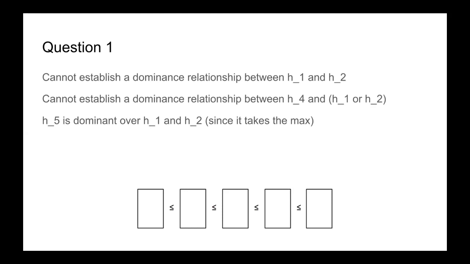And then finally, h5 is dominant over h1 and h2. And this is because we always take the max value over h1 and h2. And so either h5 is equal to h1 or it's going to be greater than h1 if h2 is greater than h1. So then in that case, h5 will always be greater than or equal to h1. And we can apply that same reasoning for h2.